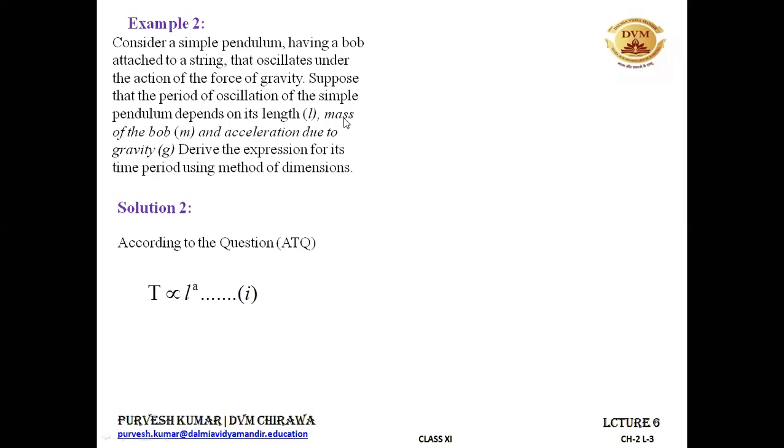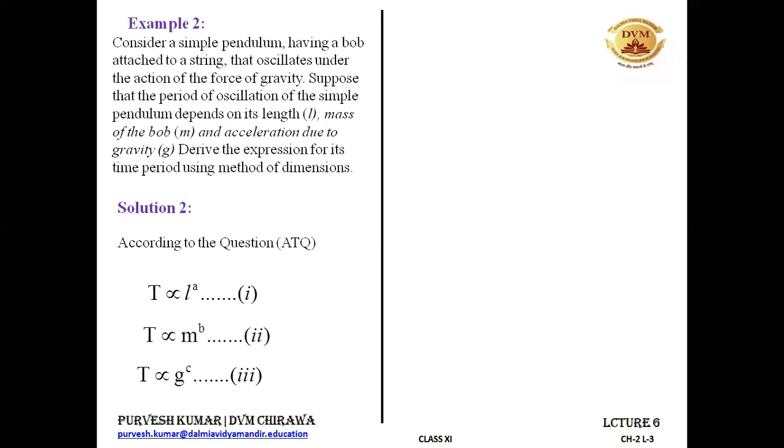Secondly, it is depending on the mass. So we should be writing T proportional to M to the power B, and it is our equation number 2. Now, this capital T also depends on acceleration due to gravity, that is small g. So we can write T proportional to g to the power C. This is our equation number 3. All right. Now, combining equations 1, 2, and 3, we can write T proportional to L to the power A, M to the power B, and G to the power C.